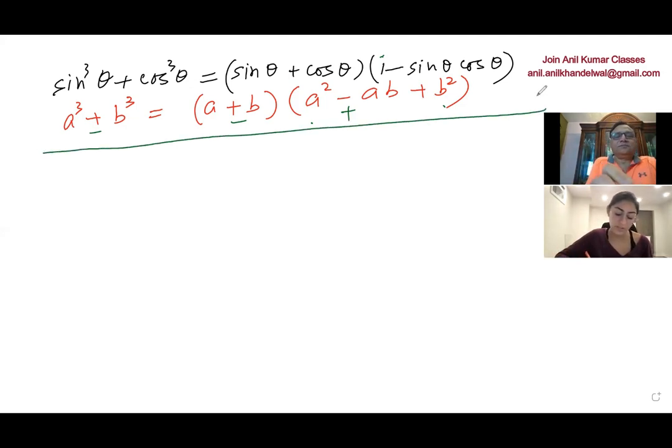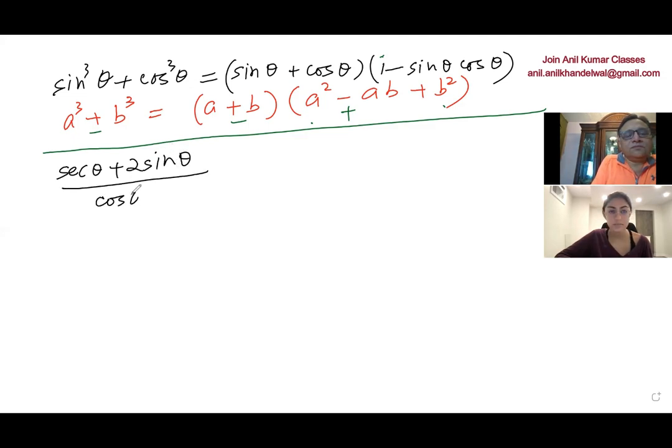Number 12 was secant theta plus 2 sine theta over cos theta plus sine theta equals 1 plus tan theta.